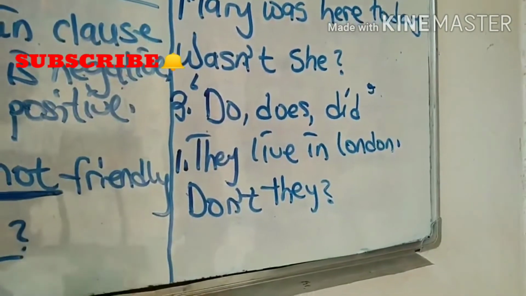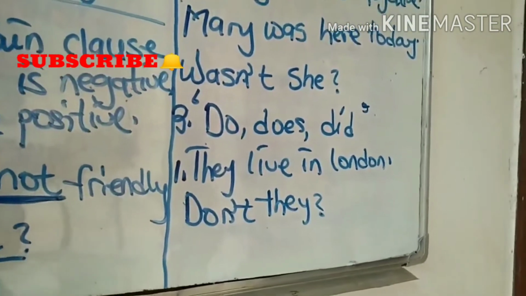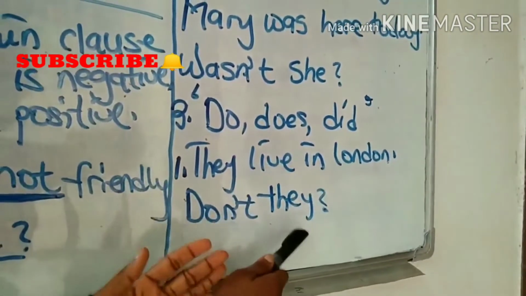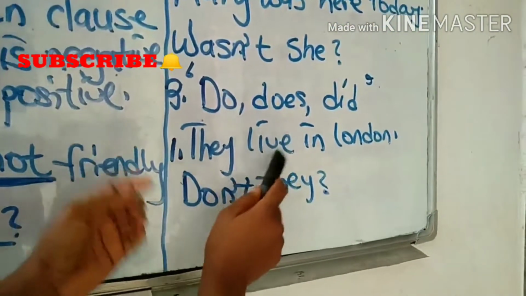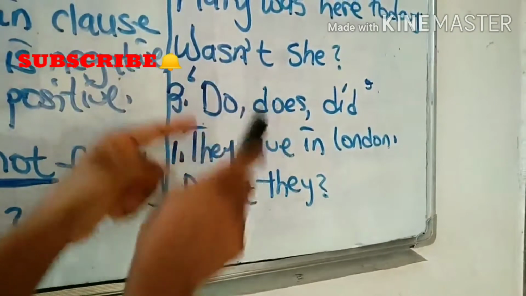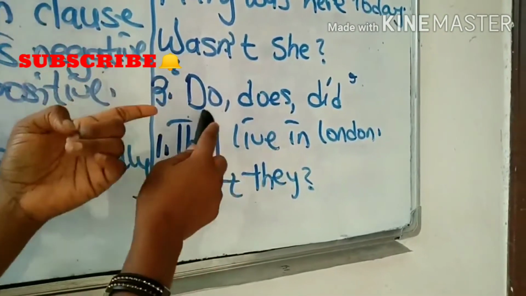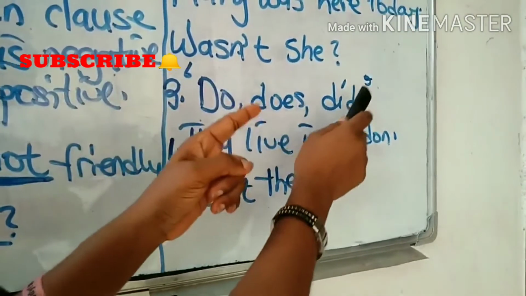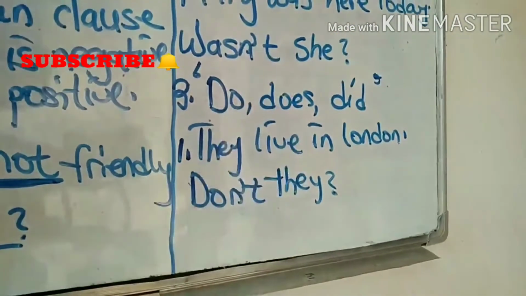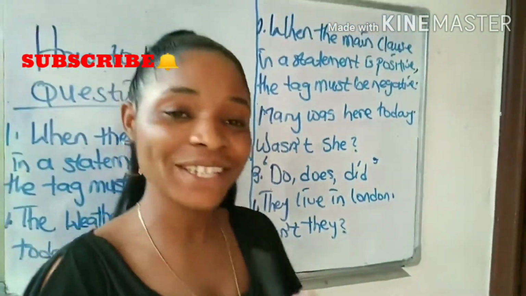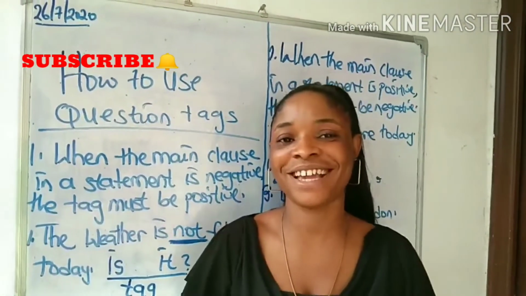So we say the correct tag would be, don't they live in London? Don't they? You can see that and you understand what we're saying. They live in London, don't they? Remember, you cannot say "living there" or something because of the main clause here. Since there is no past, present, or simple of the word live, what you simply do is use either the word do, does, or did, and that is the example that we're illustrating here. They live in London, don't they? We're going to take another example to further illustrate what we're saying.